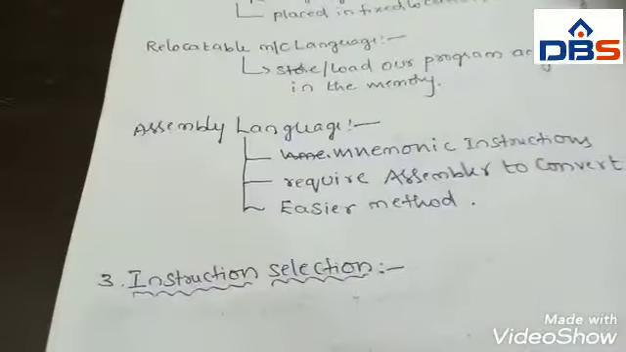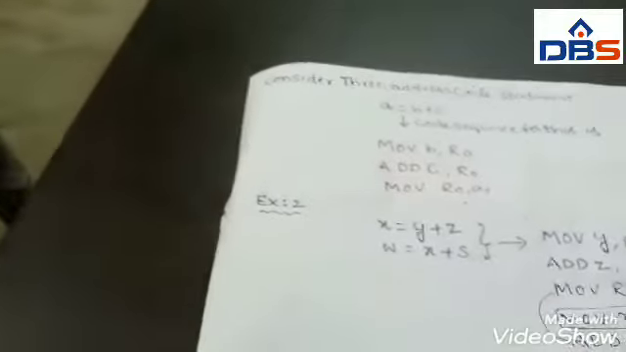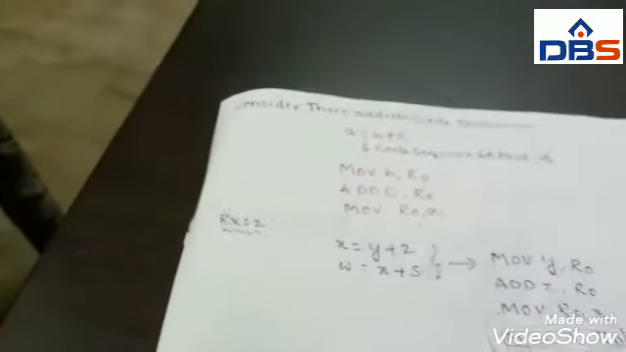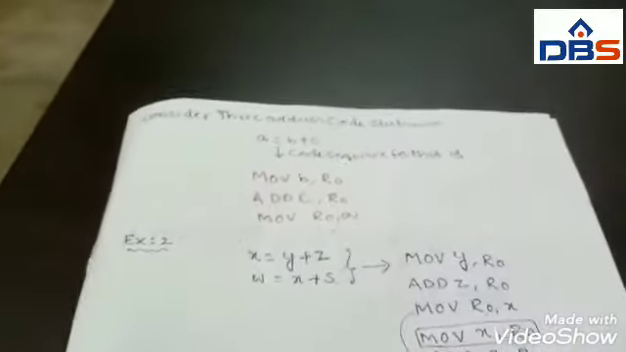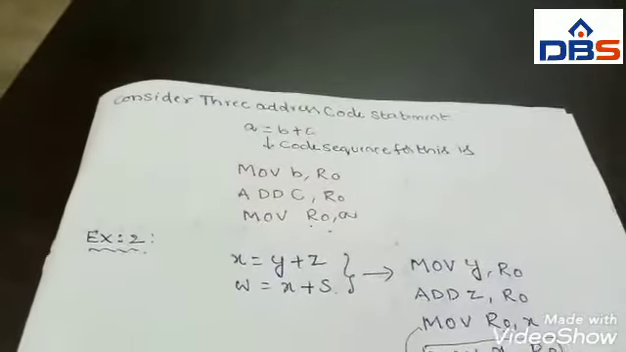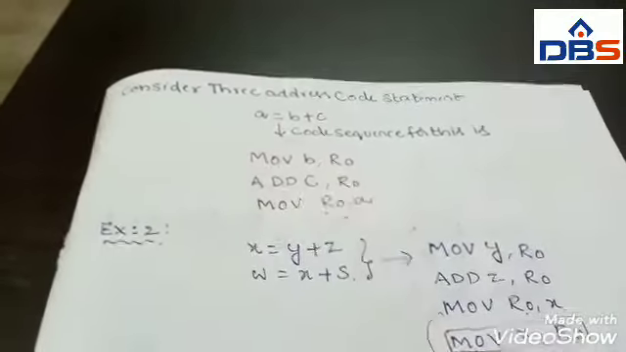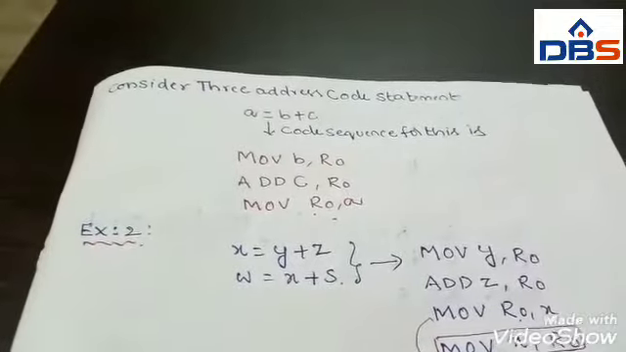Next, the third one is instruction selection. See, if you take one example, it also plays an important role in the efficiency of the code generator. For example, consider the 3 address code statement, that is A equal to B plus C.